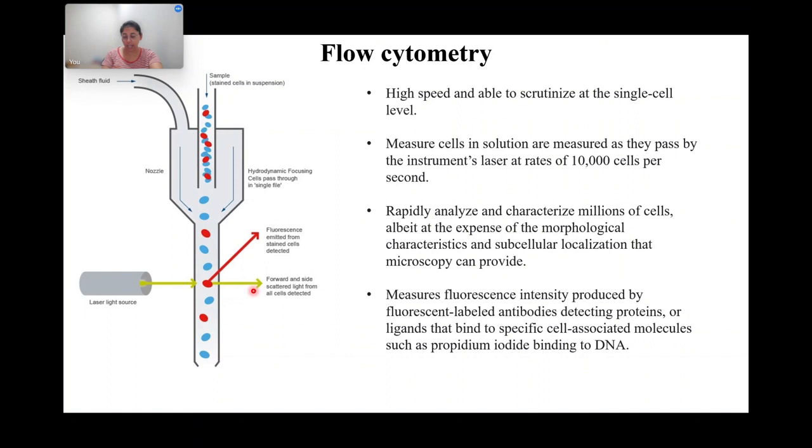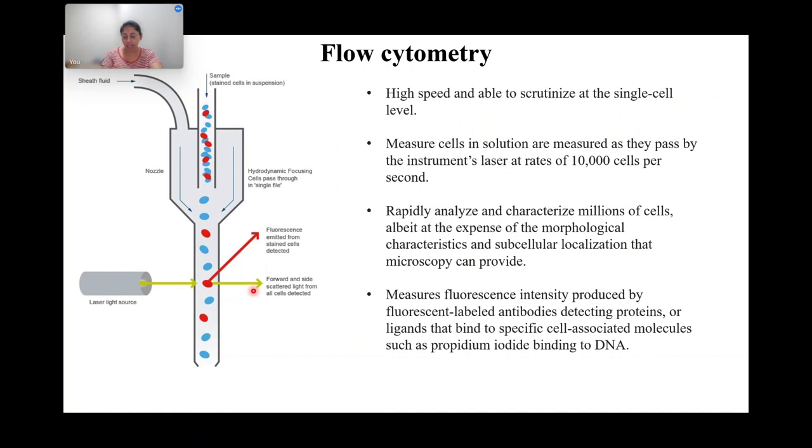But if you do it at a faster pace, you don't get to know the morphological characteristics of the cell, and where it is actually present. But you can at least get to know the amount of that cell present in the system. And it is again based on fluorescence intensity. So you have these fluorescent labeled antibodies which are detecting the proteins or whichever ligands you want to test. You rely on the use of fluorescence.